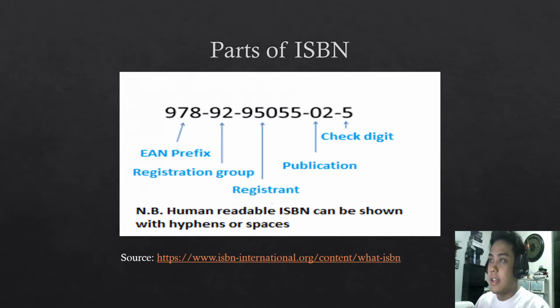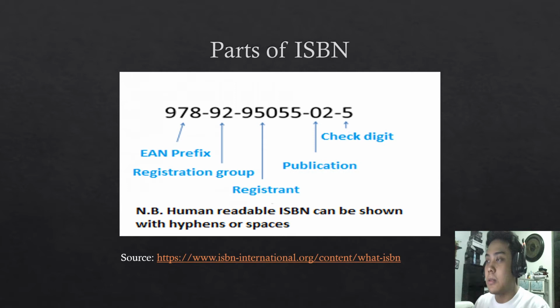An ISBN has different parts. Each part identifies crucial information about the book, which helps booksellers, publishers, or libraries to sort them out. Here on your screen is an ISBN 13 format. Here are the parts of an ISBN. The first part is the EAN prefix. An EAN prefix is always 3 digits in length, and it's only either 978 or 979. It's actually just a prefix.